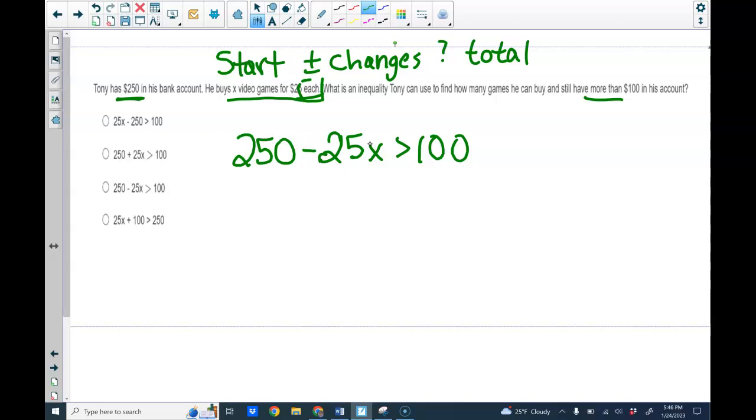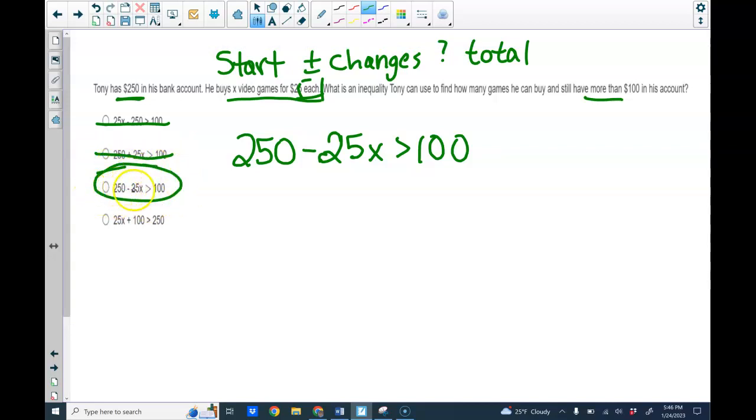So if you look at some of the possible answers here, this one's kind of close, except it has the minus 250. Well, he's not minusing 250. This one has him adding $25. So maybe if he sold video games for $25, that would be a logical answer. So we're looking at this one here. He starts with that 250, starts buying video games for $25 each, but he still wants to have more than $100 at the end.